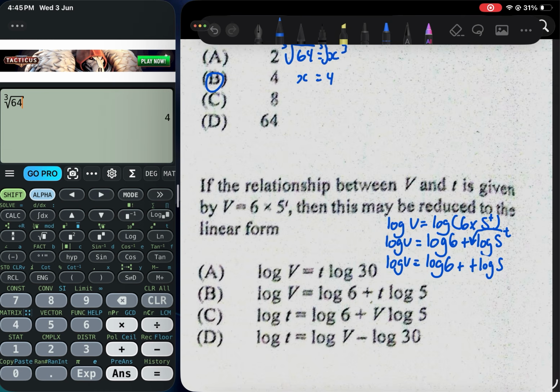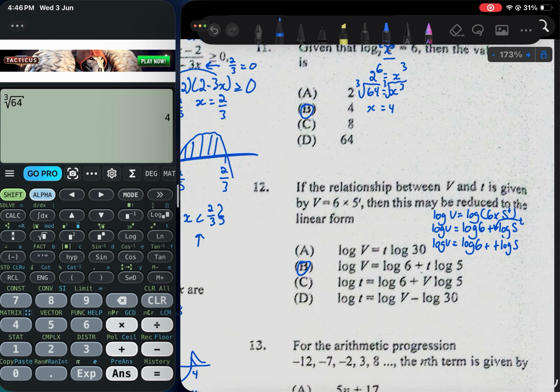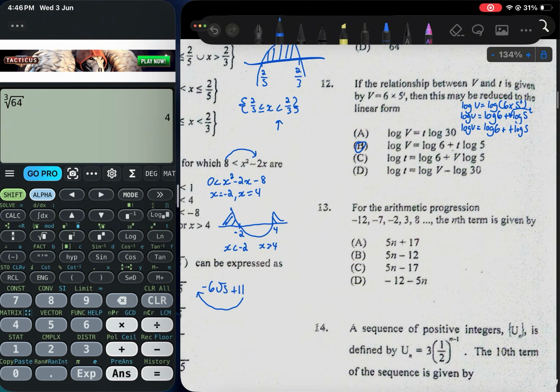And the answer would be B. For the arithmetic progression -12, -7, -2, 3, 8, the nth term is given by.